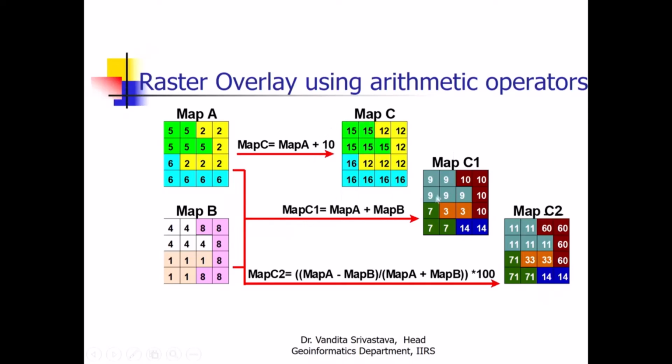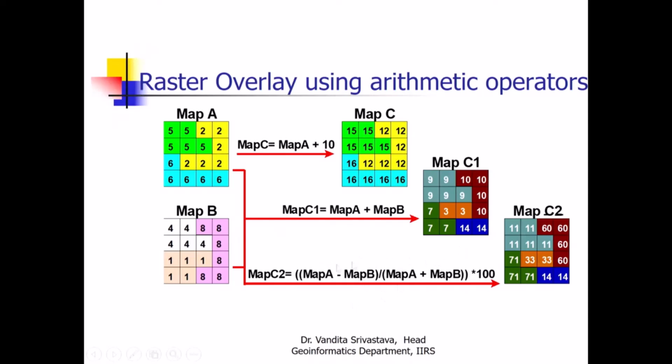Now the same is for map C1, but instead of adding a constant, we are adding another map. Please note that this is not any matrix addition. This is a simple cell by cell addition. Similarly, this multiplication is also not matrix multiplication. It is only cell by cell multiplication. Division, multiplication, addition, whatever it is, on a cell by cell basis.